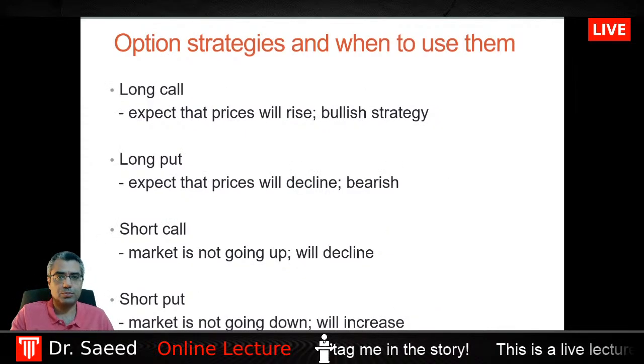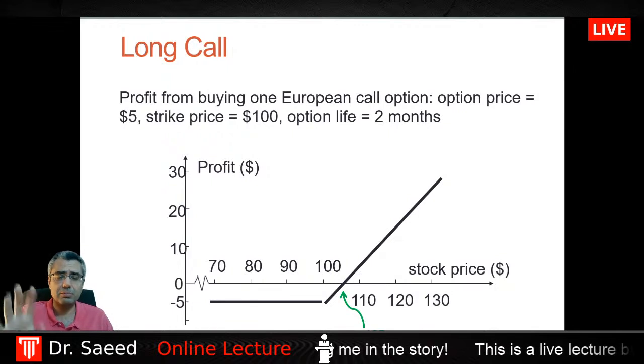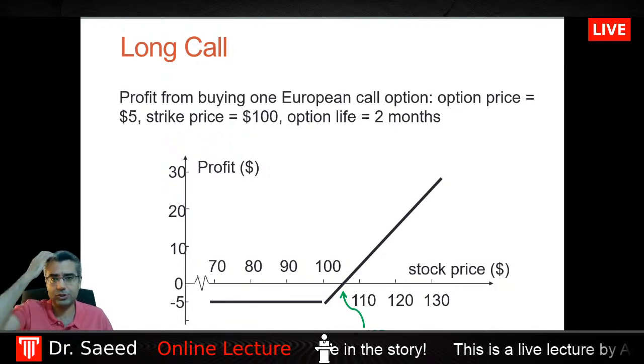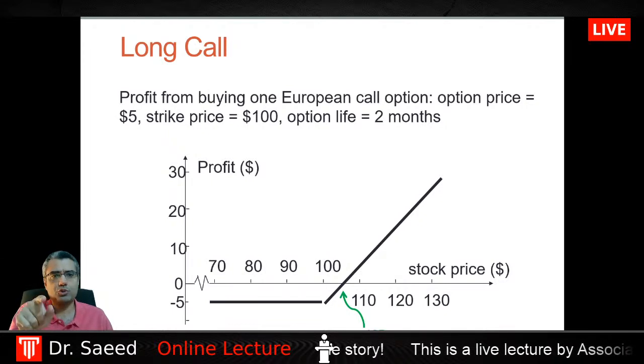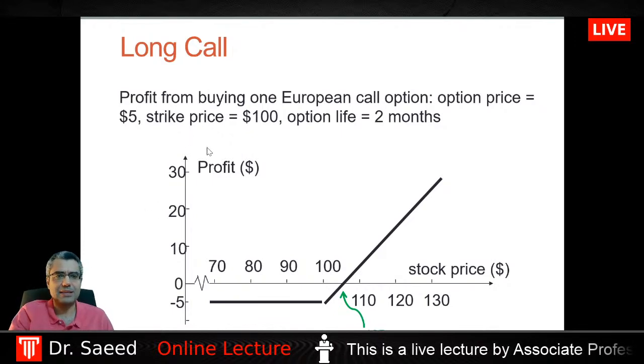Now, I want to show you this slide. It is very important. We will be using these diagrams a lot. So what is this? This shows a long call profit and loss, right? In this example, we assume it's a European call option. Option price is $5. Strike price is $100, and it's a 2-month contract. So this is buy call.